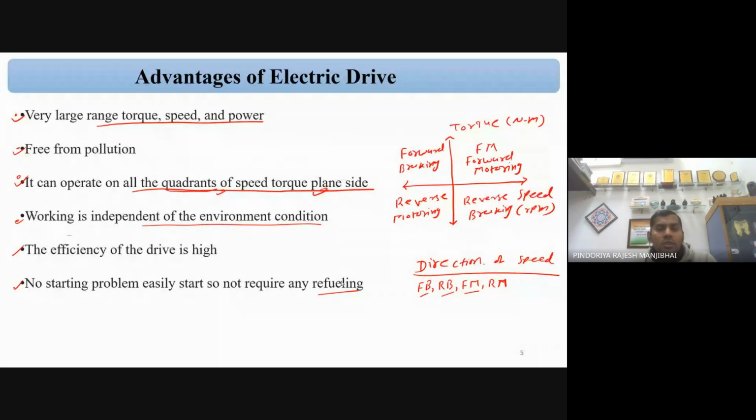Now, what about the disadvantages? We know there is no system that is 100% perfect. Suppose we have some advantages, then again we have some disadvantages. So, any idea what type of disadvantages we have in the electrical drives?